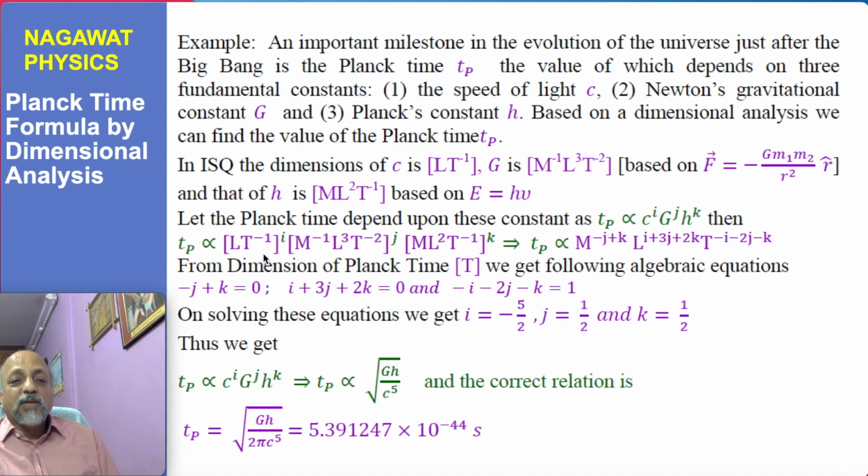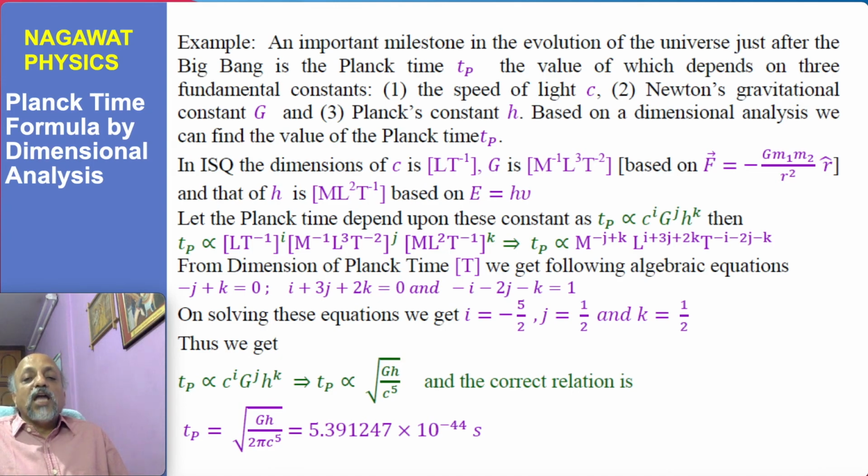I have written the dimensions of c, G and h and have raised them to the powers i, j and k as appearing in the formula which I have assumed. So I get the dimension of the right hand side expressible as M raised to power minus j plus k, L raised to power i plus 3j plus 2k, and T raised to power minus i minus 2j minus k.